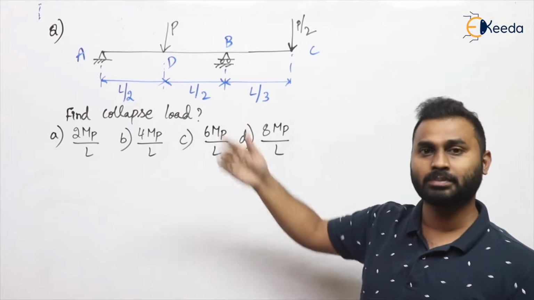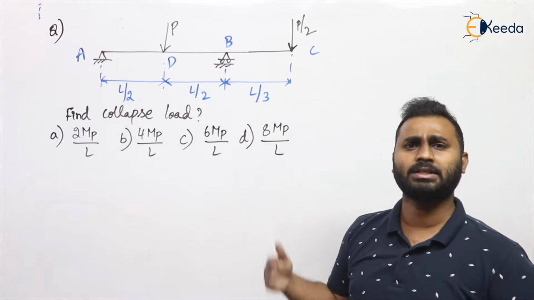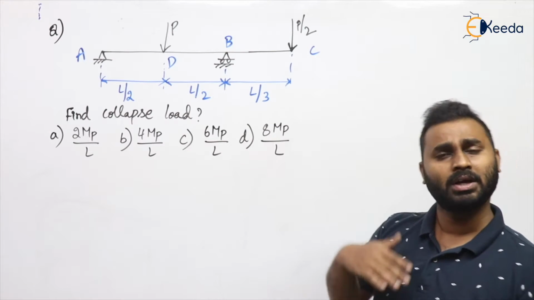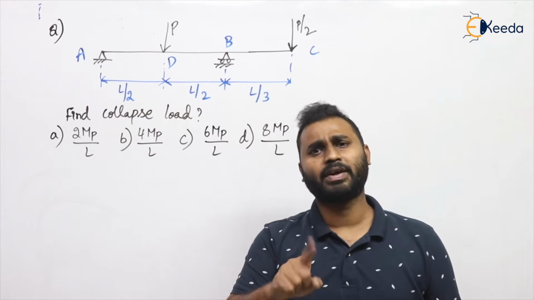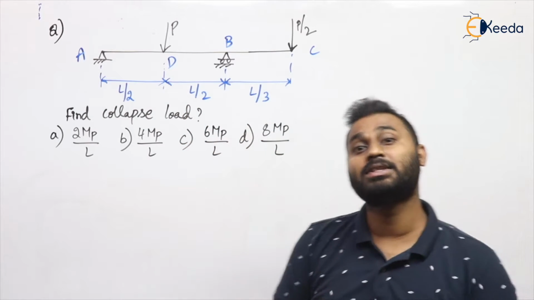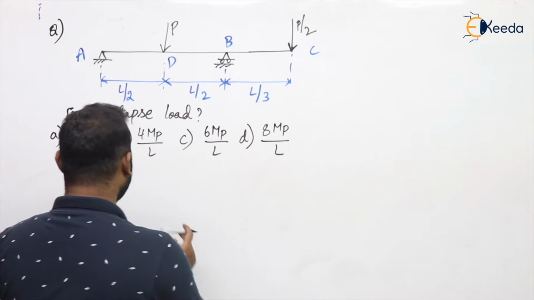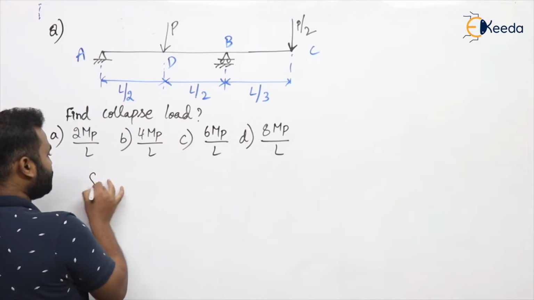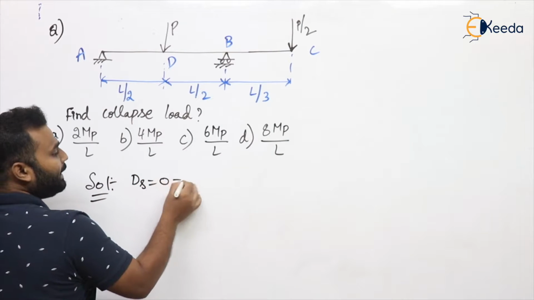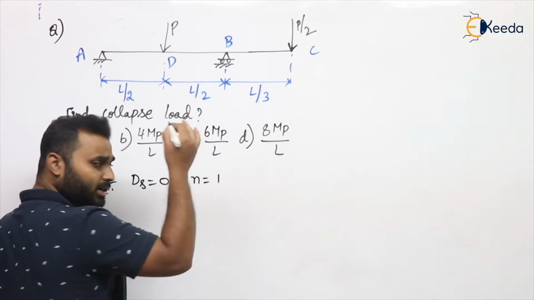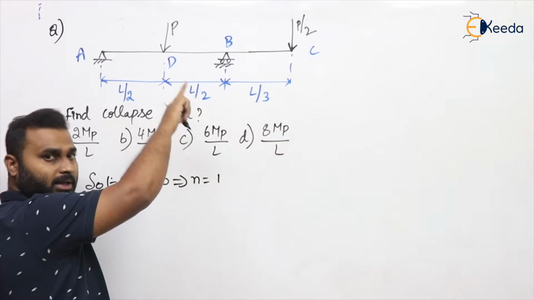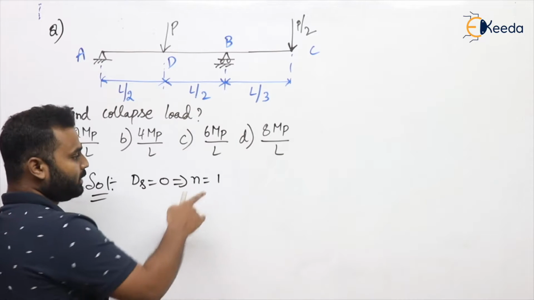Now let us go to the solution part. Let us see the procedure for getting the answer to this question. Same procedure: first we need to find the DS. As it is a simply supported beam with overhang, DS is 0. So DS is equal to 0, which implies the number of plastic hinges required is 1. So the number of plastic hinges required for the formation of a mechanism in this question is 1.